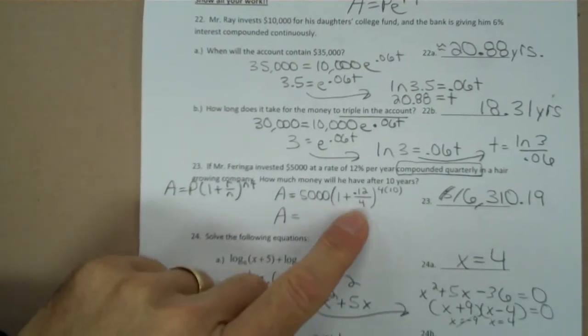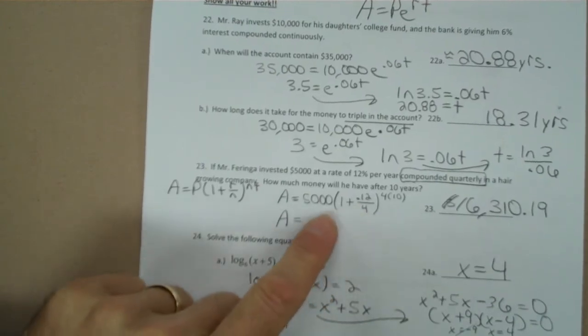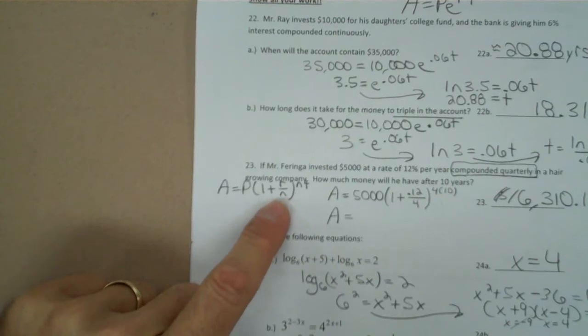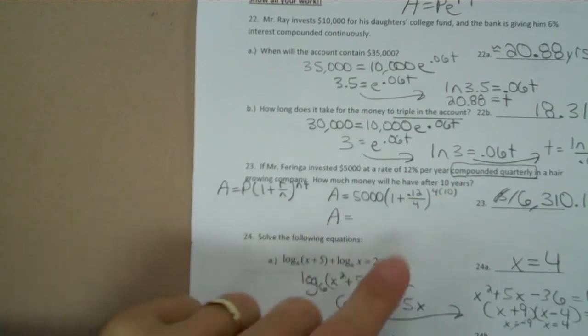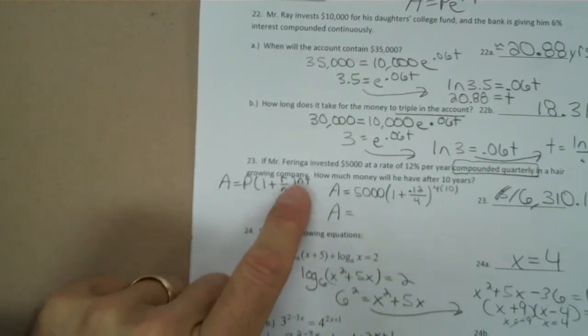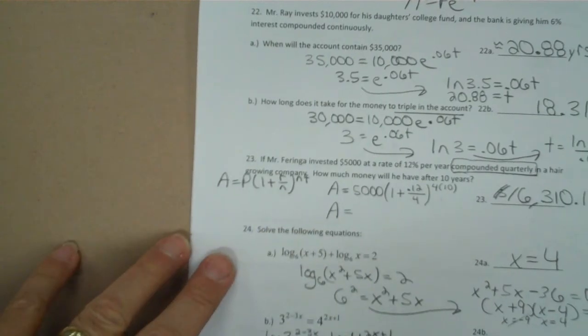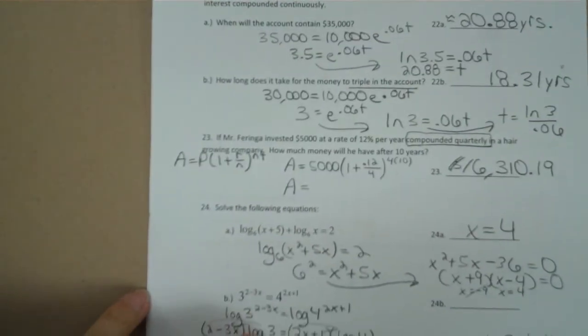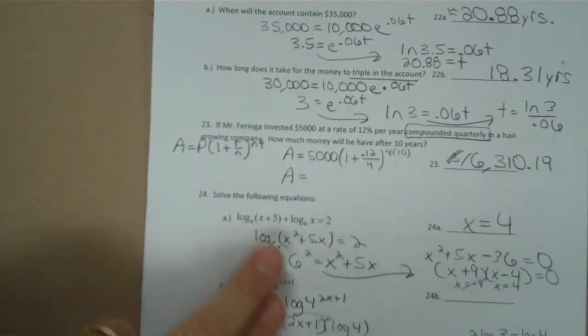Number 23, it's compounded quarterly. So now for the n, we use a different formula. We use this formula. We plug in the n of 4 in both spots, there and there. And then do the math, and you should get 16,310.19.